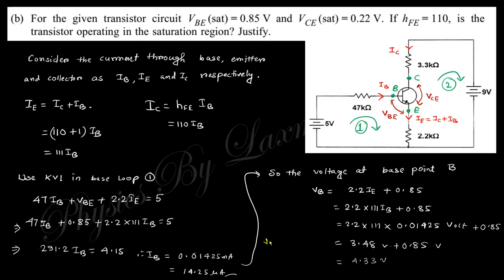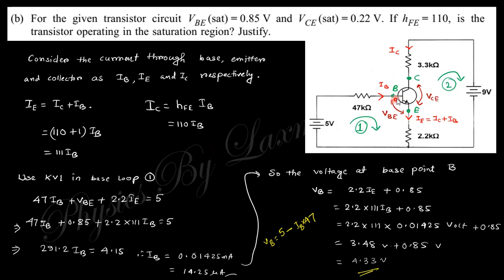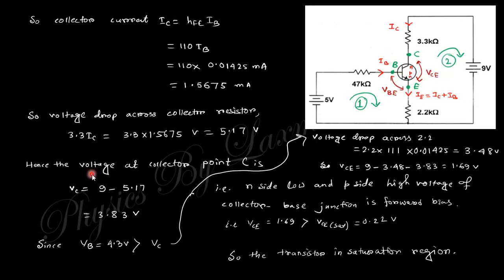When VB equals 5 minus IB into 47, you just do these things and you will get the same value, that is 4.33 volt. So the voltage at point B, that is the base, equals 4.33 volt. Now you need to find the voltage at point C. IC is nothing but 110 IB. So put in this value of IB and you will get the value of IC, that is the collector current.